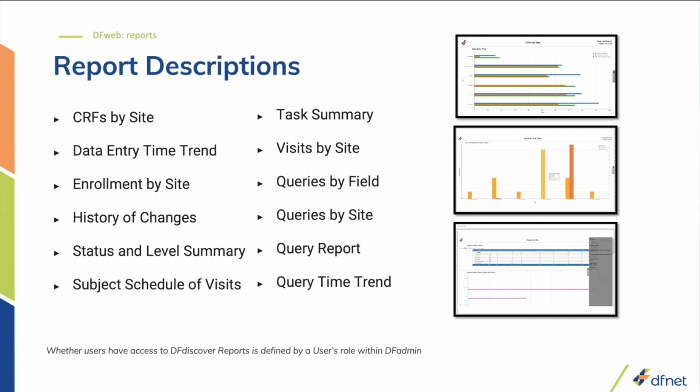If you've never used reports in DFdiscover, this is a list of some of them. Each one of the reports has different filter options that you can see in the bottom example, the 3 examples that are shown at the bottom, where you can see that grayed out option there.